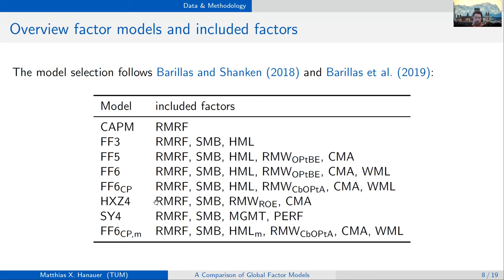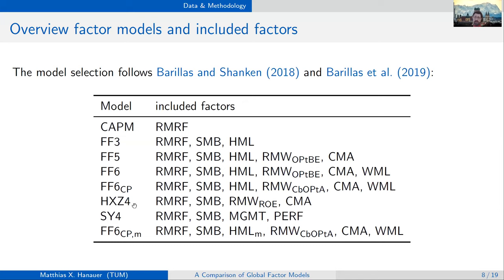Then I have the Q-factor model with the market, size, a profitability factor based on ROE, and the investment factor. The Stambaugh-Yuan four-factor model has market and size everywhere, and then a management and a performance factor. So these are factor composites. Management has, I think, four or five variables in it, like accruals, investment behavior, all the things that management can maybe influence. And performance is more something like profitability and momentum. So these are composite factors, and I followed the construction as it was done in the literature for international markets.